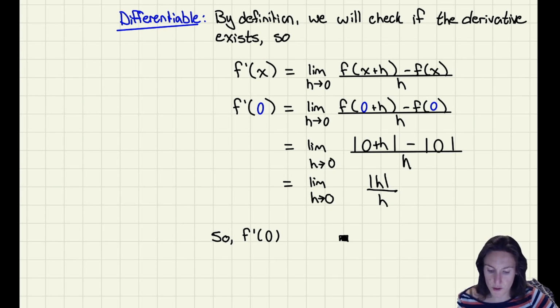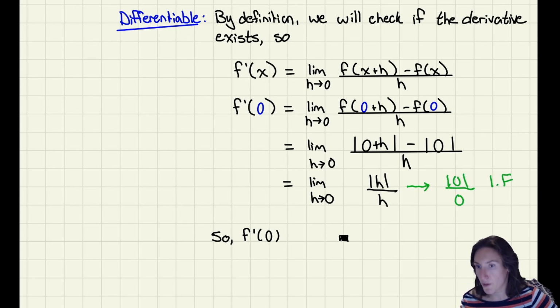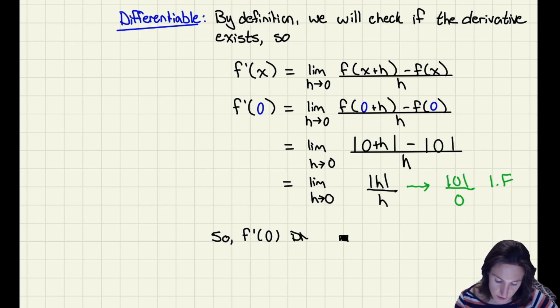But what does this go to? I can't simplify it anymore. So this is going to approach the absolute value of 0 over 0. But this is an indeterminate form. That means that our f prime of 0 does not exist.